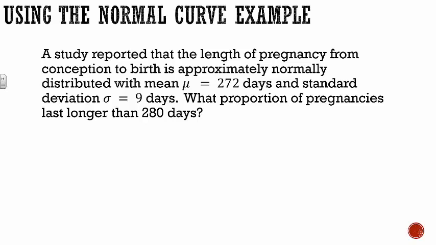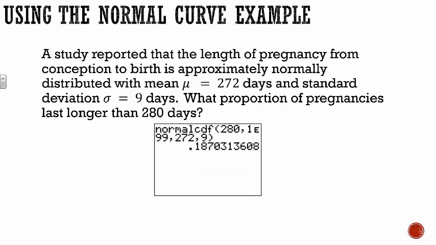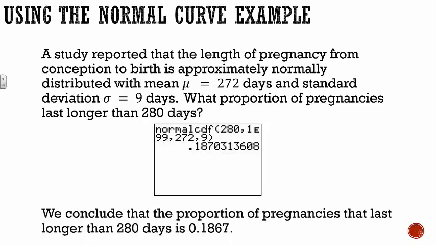Alright, so when I put it in my calculator, I do normal CDF, 280 as my lower bound, 1E99 as my upper bound, my mean of 272, and a standard deviation of 9, which gives me 0.1867. Or to answer the question properly, we could say the proportion of pregnancies that last longer than 280 days is 0.1867 or 18.67%.